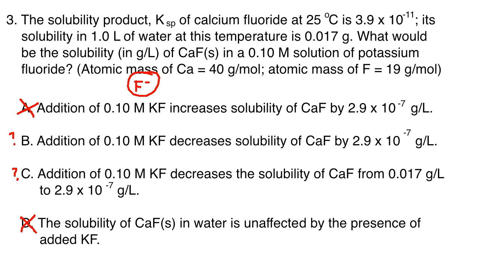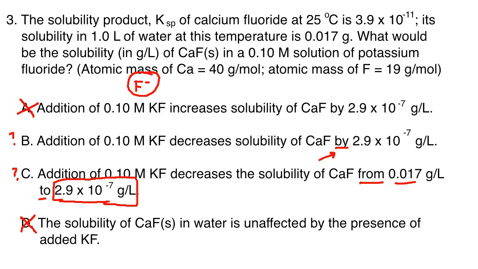All right, now look carefully at what this says before we start the math. Addition of the potassium fluoride decreases solubility by 2.9 times 10 to the minus 7th grams per liter, right? And then this one, because they look similar, says addition of this potassium fluoride decreases the solubility of calcium fluoride from this value to this value. So here's the key when you're looking at this. When we solve for the answer, if we find that the answer comes out to be this exact value right here, then this is the correct answer. But if we see any other number, it's likely going to be this.